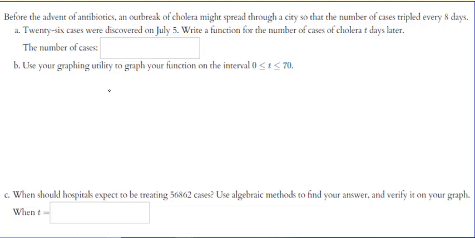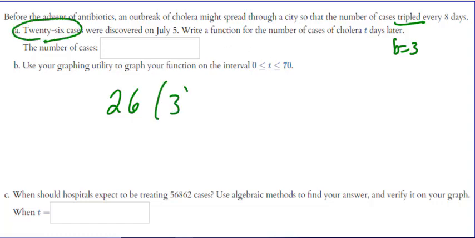Well, 26 is how many we began with. It tripled, so my base is 3. My initial amount is 26, so that's times 3, right? Now, it happens every 8 days, so t over 8, right? I'm going to make that t a little bit better.